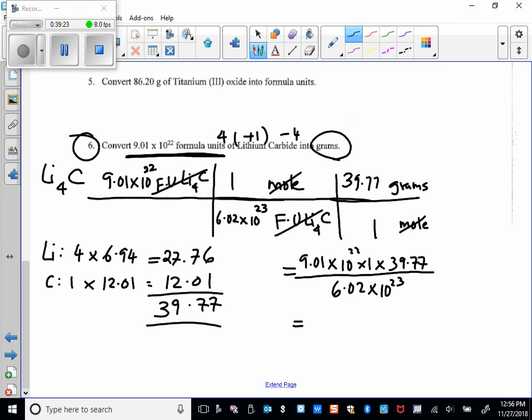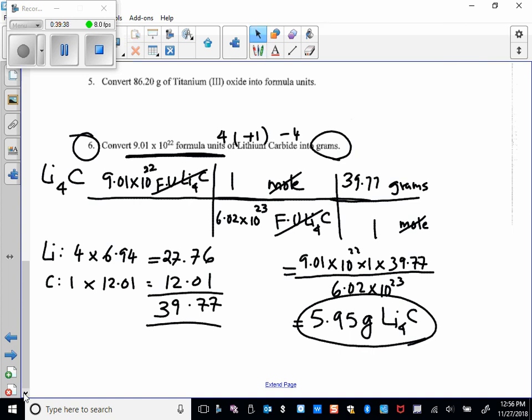So this is grams, and it's like 3 significant figures. Are you getting 5.95? 5.95 grams of Li4C. Is that right? Are we good? So I am done teaching for today. All right? I need you to practice now.